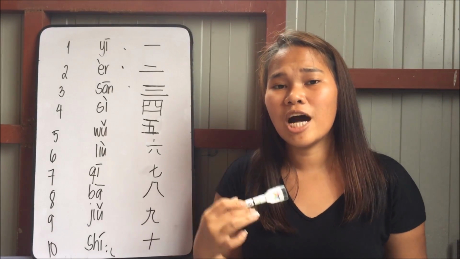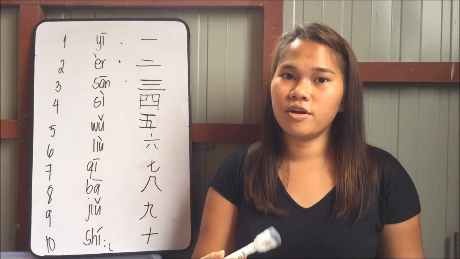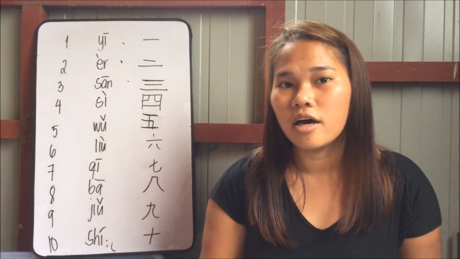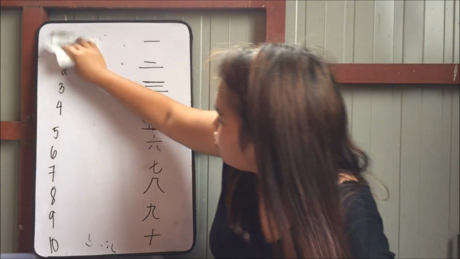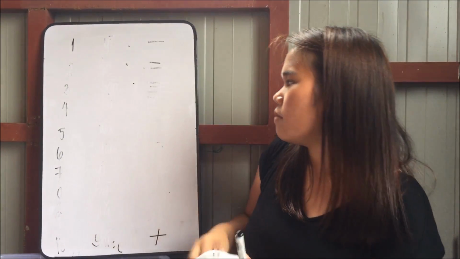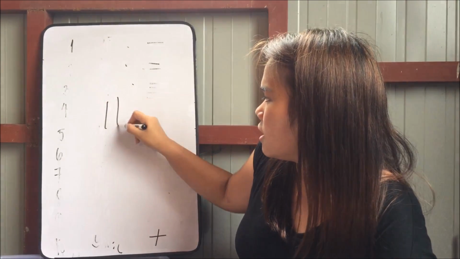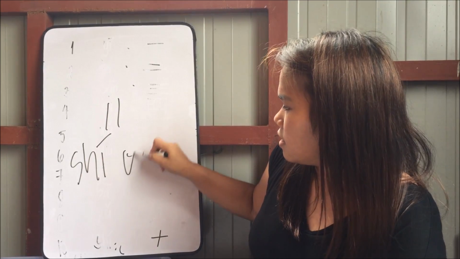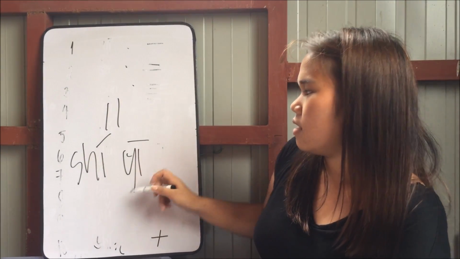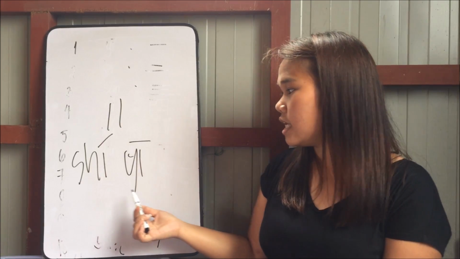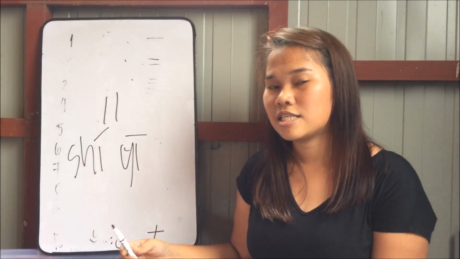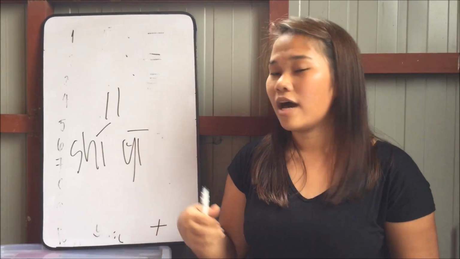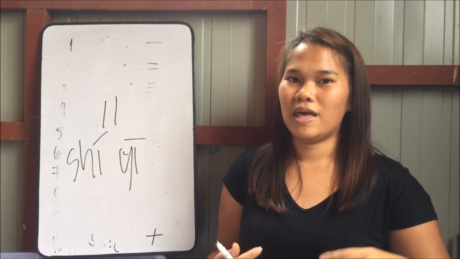The challenge for you now is to discover the 11 to 20 using your own initiative. I'm going to give you an example. For the word 11, 10 is shi, and 1 is yi, so it should be read as shi yi, that is 11. The challenge for you now is to write and count the 12 to 20.